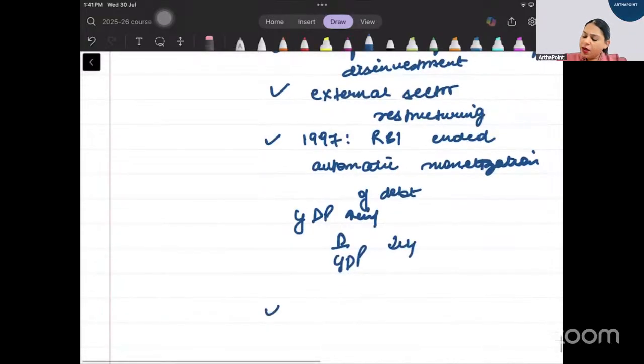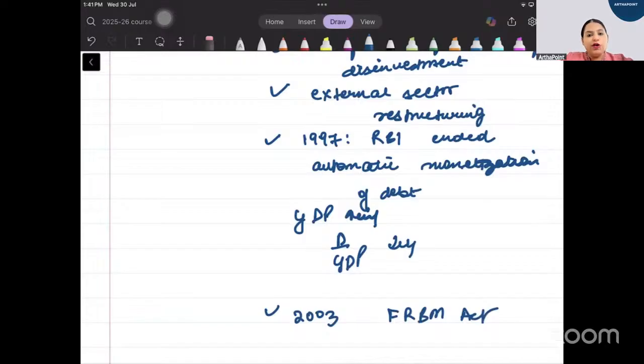Then in 2003, we introduced the FRBM Act, right? This Fiscal Responsibility and Budget Management Act was very important for fiscal discipline.